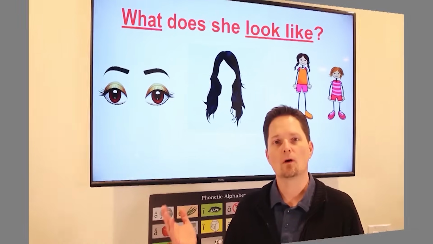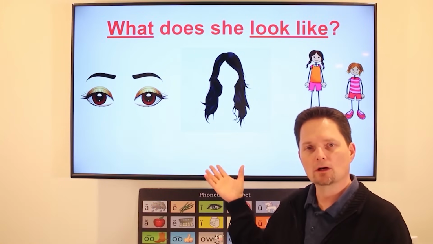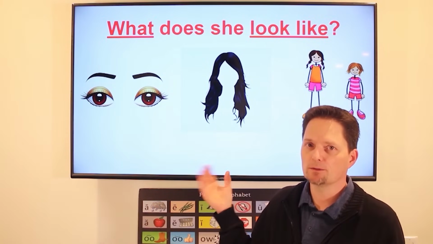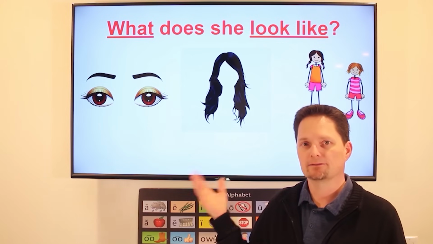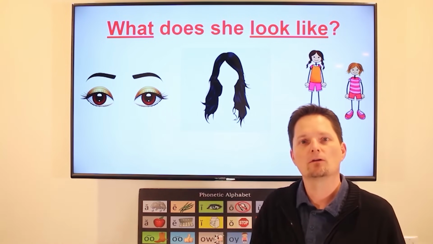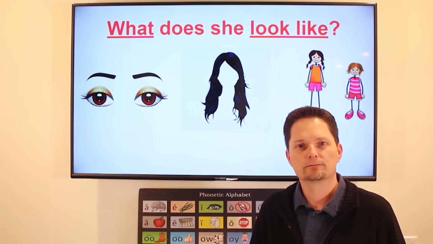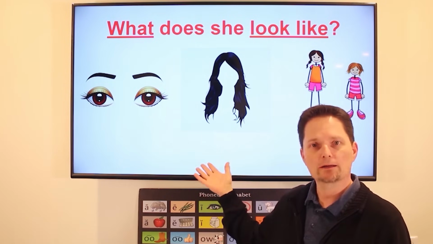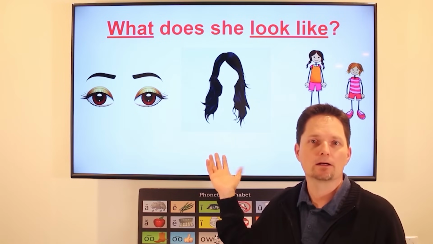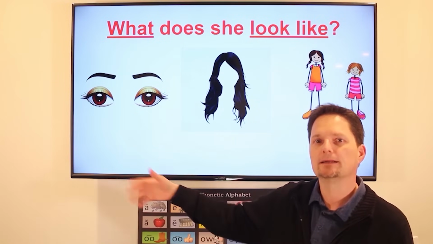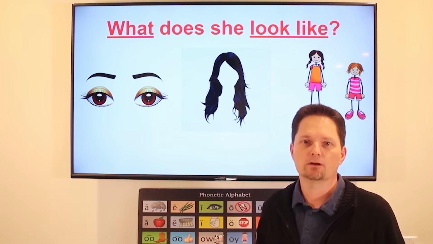Very good. So the question, what does she look like, is a question for description too, but it's a little different. It is only about physical looks. So, what does she look like? She has long brown hair, she has big beautiful eyes, only describing how she looks.